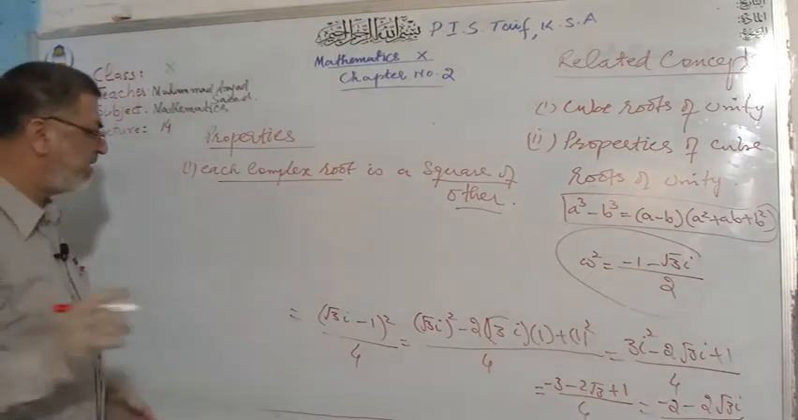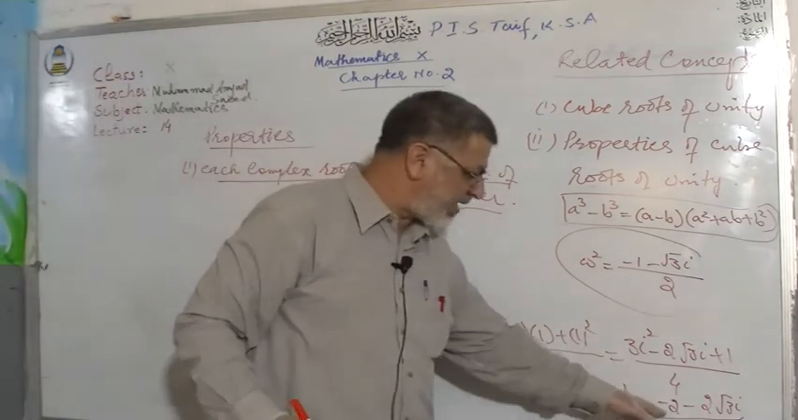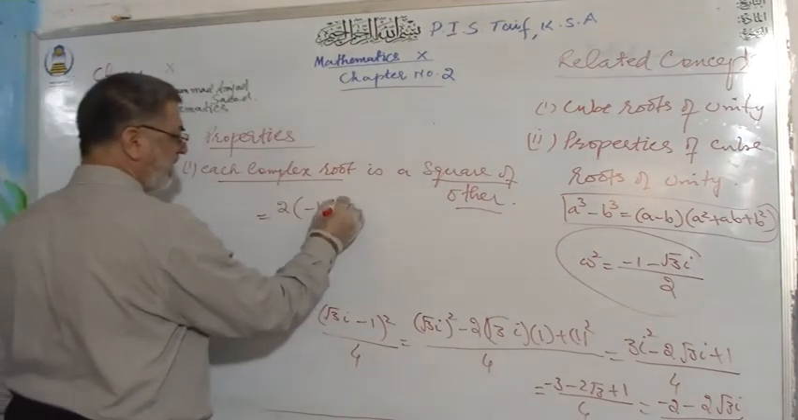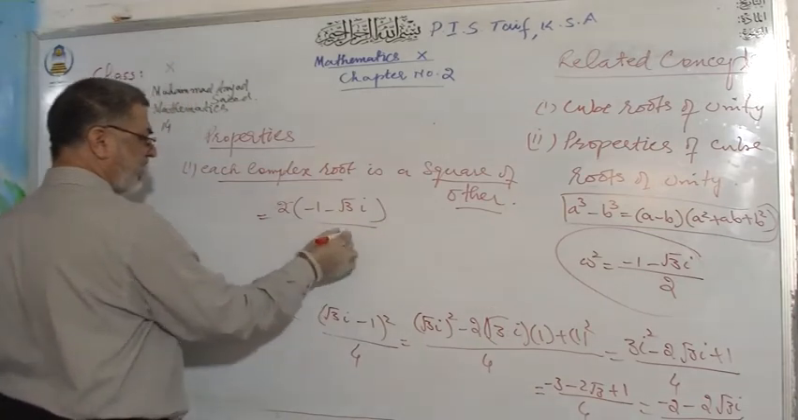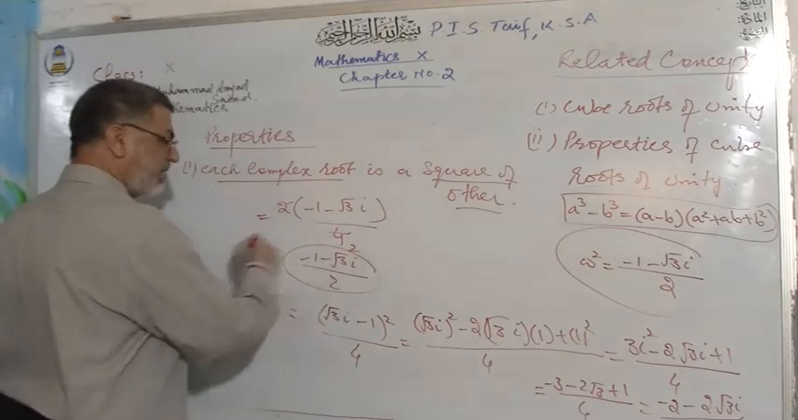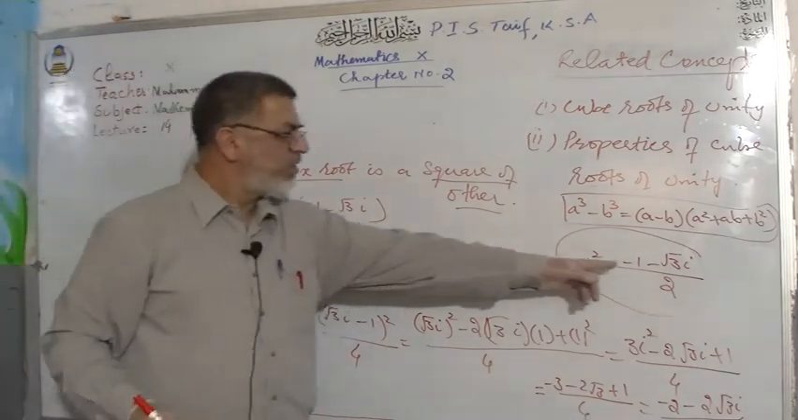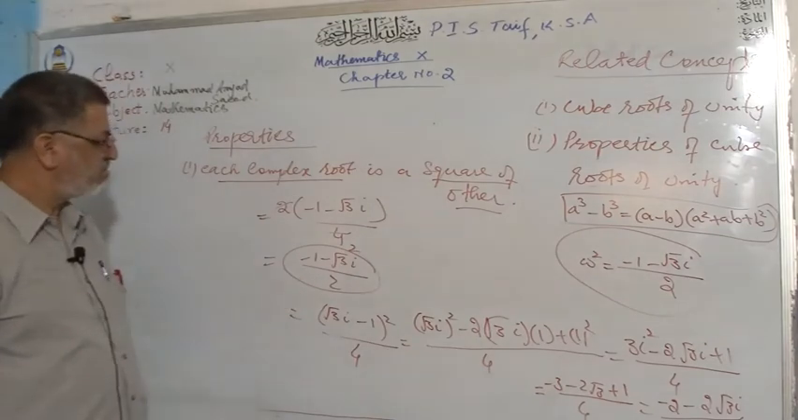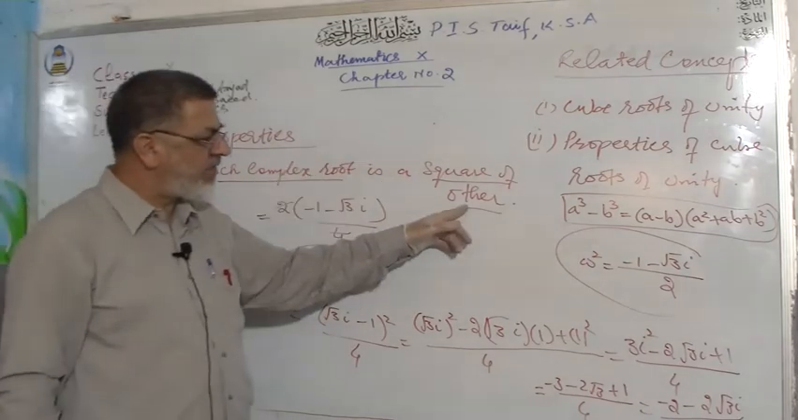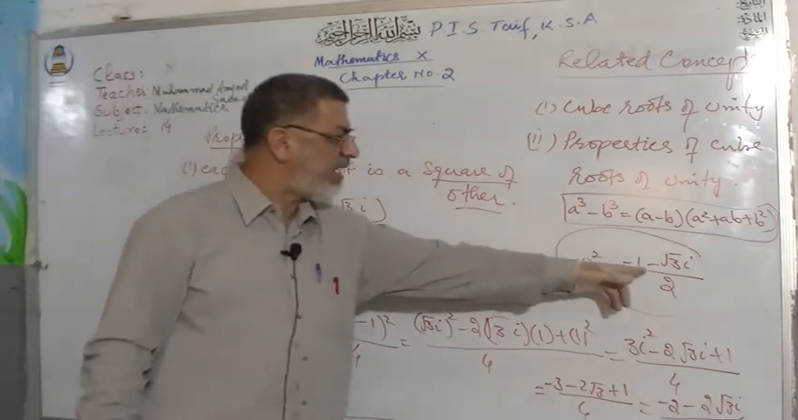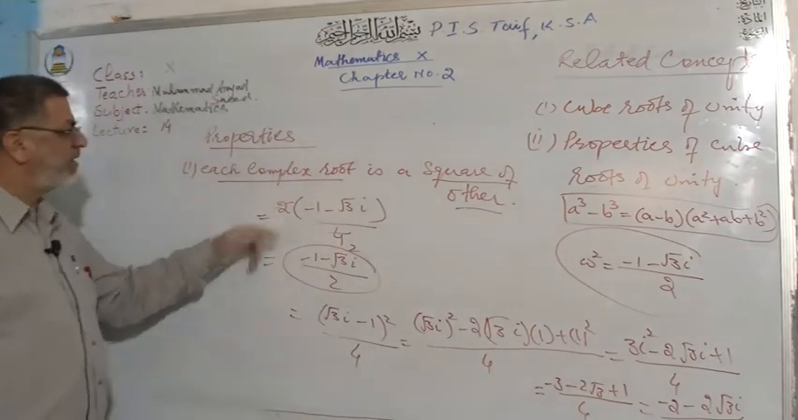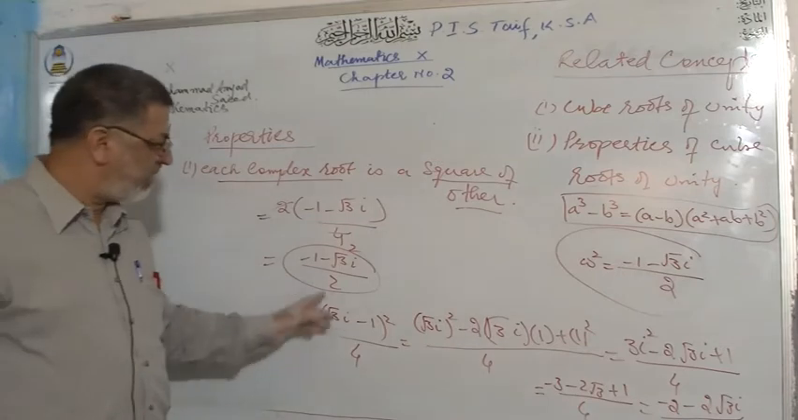Now what will you get? From here you can take 2 common: (-1 minus 3 under root iota) over 4. Cancel it: (-1 minus 3 under root iota) over 2. Dear students, look at that. You got this right hand side. So each complex root is a square of the other. Now if I select this one as omega, we will get the square of omega with positive sign.